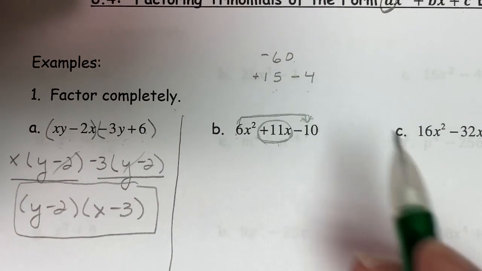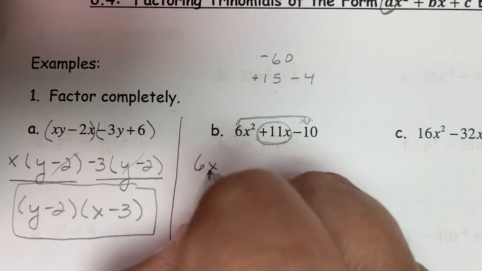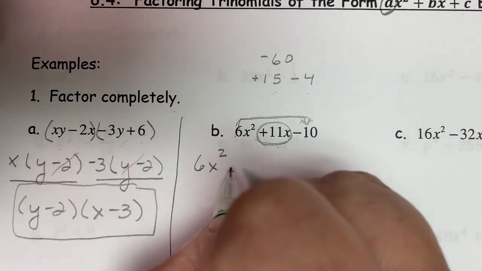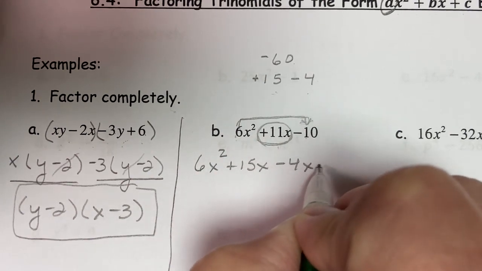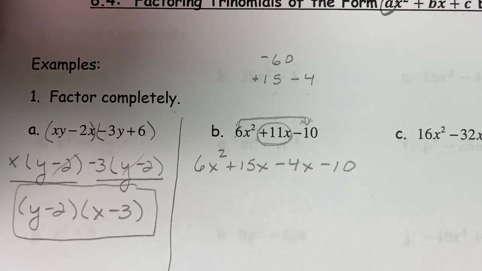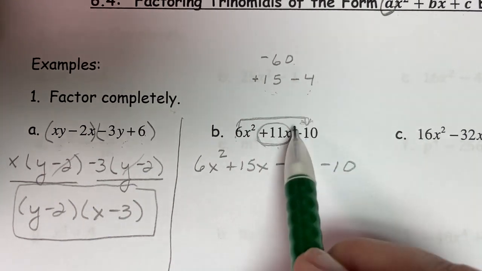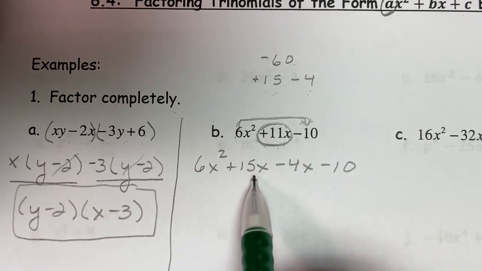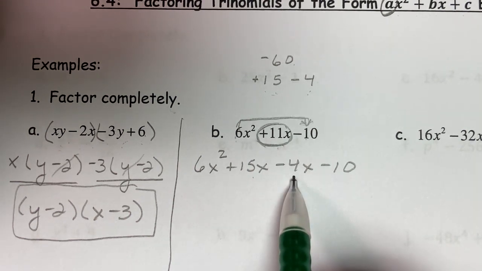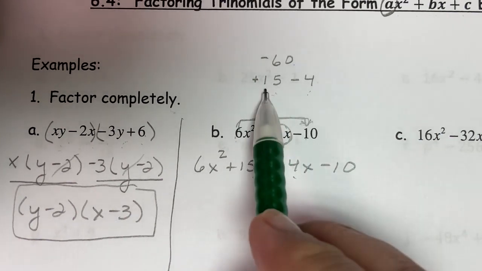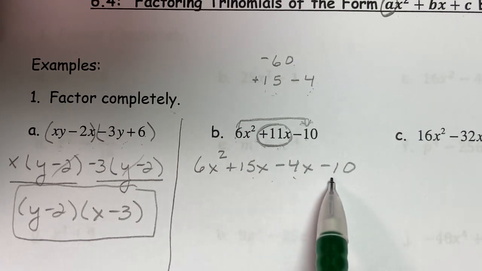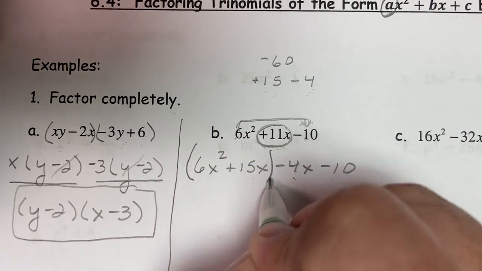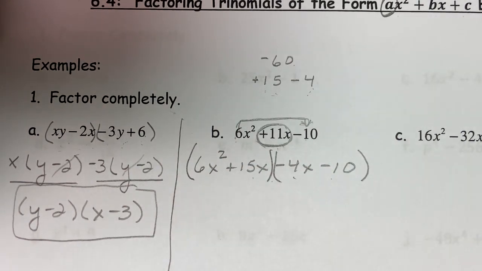Now, what do I do with that? Watch carefully. I'm going to rewrite this problem as 6x squared plus 15x minus 4x minus 10. Look at what I've just done. I've used these 2 numbers, and I've split up this 11x, and I've made it into 15x minus 4x, which we can all agree is 11x. So, using these specific 2 numbers, I've changed my trinomial into a polynomial with 4 terms. And now you're going to use the grouping method, which we just reviewed, on these terms.